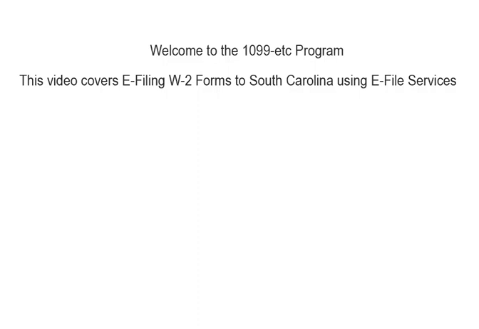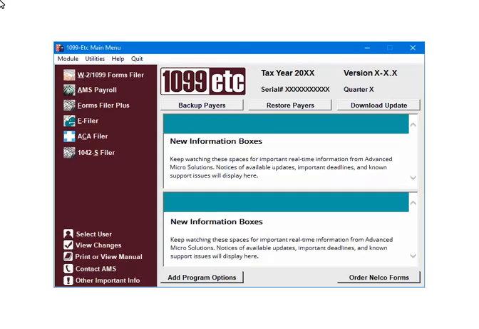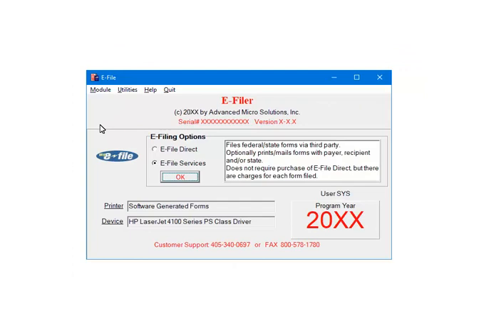This tutorial covers e-filing the W-2 forms to South Carolina using e-file services. To begin, the pair ABC payroll has been created, and the W-2 form data has been entered. This is the main menu. To continue, select e-filer. This is the e-filer menu. Select e-file services. Now click OK.